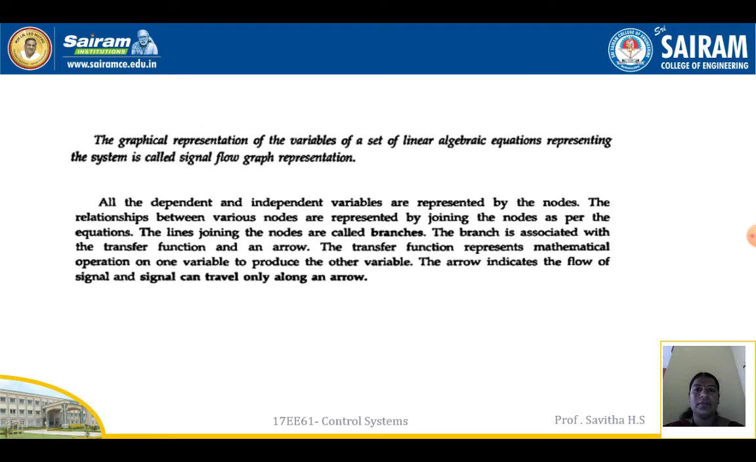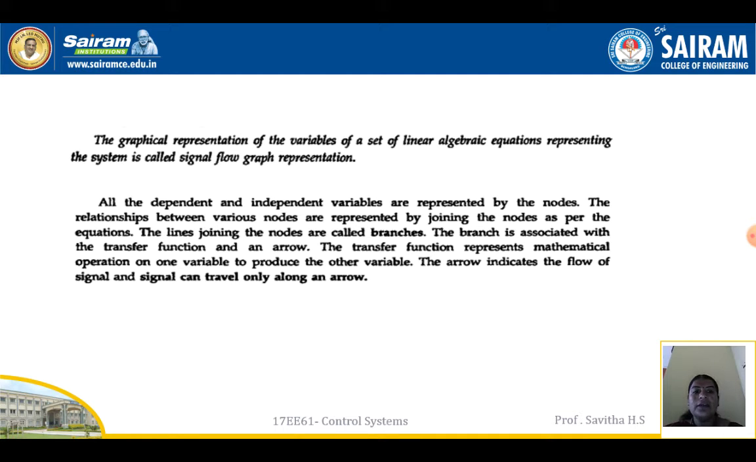The graphical representation of the variables of a set of linear algebraic equations representing the system is called signal flow graph representation. All the dependent and independent variables are represented by the nodes. The relationships between the various nodes are represented by joining the nodes as per the equations. The lines joining the nodes are called branches.